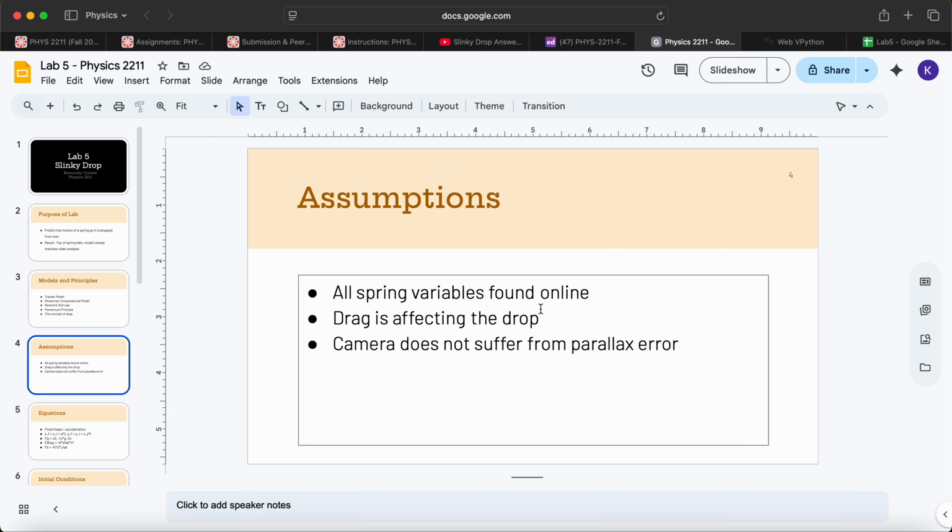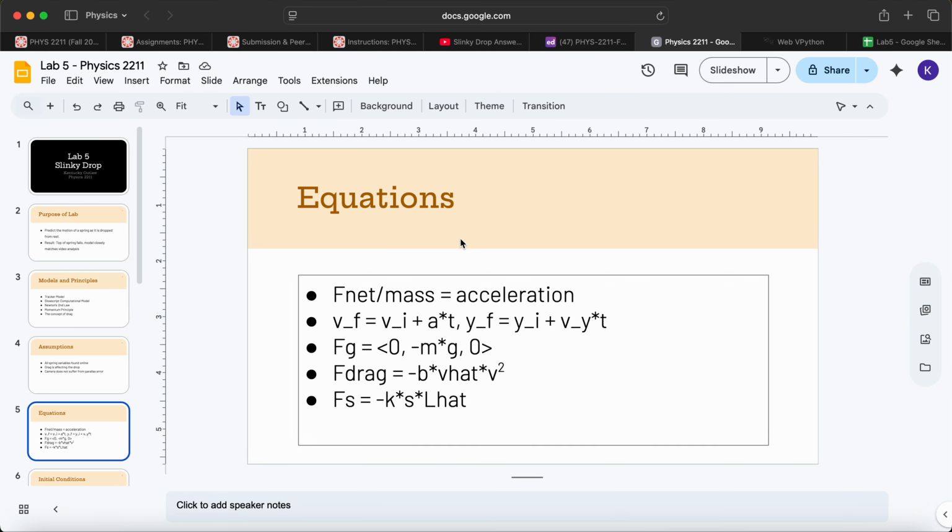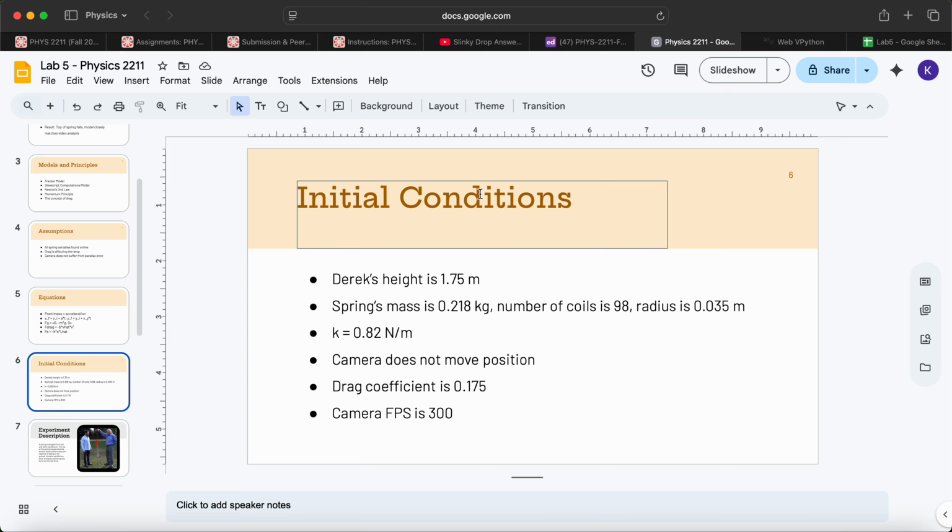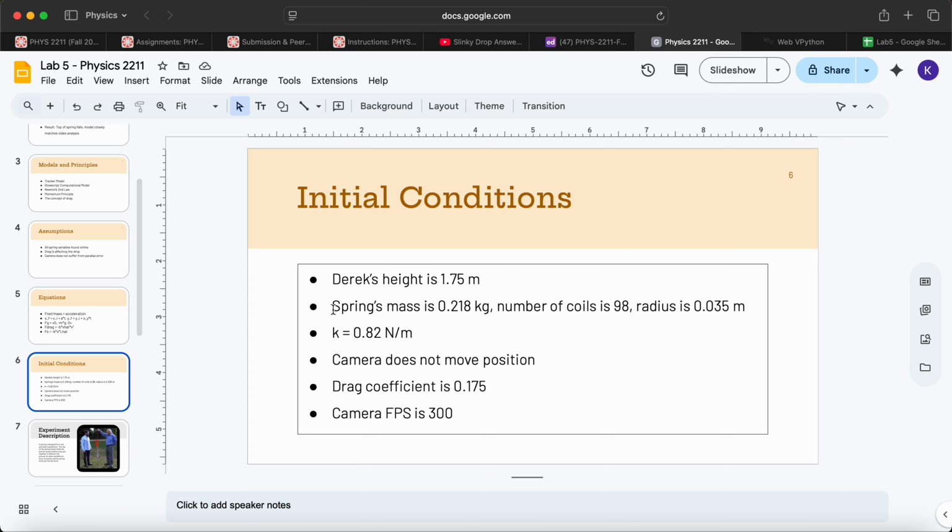Some assumptions we made: a lot of the spring variables are found online because we didn't create the video that we're analyzing, drag is affecting the drop, and our camera does not suffer from parallax error. Some equations we used are F net divided by mass equals acceleration, our velocity update equation as well as our position update equation, force of gravity, force of drag, and our spring force.